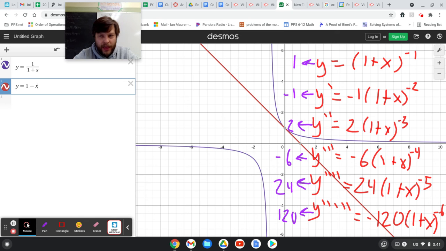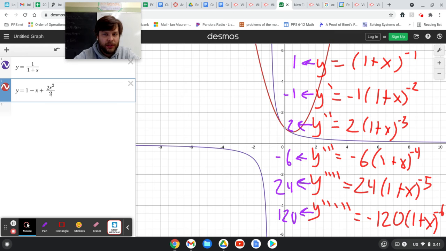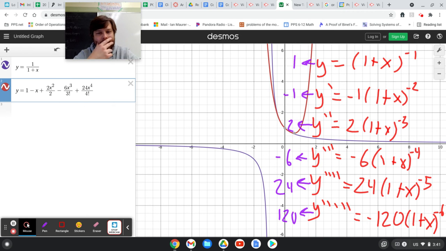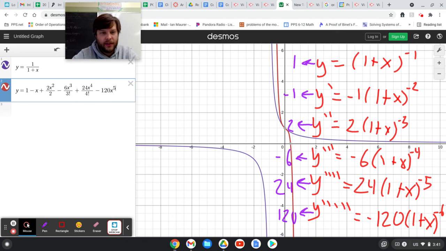Now let's go to the x squared term. So I need a 2x squared, but divide that by 2 to match the power. You can see the parabola kind of hugs it a little bit there. It's not great, but it's better. Next one, we're going to go minus 6x to the third divided by 3 factorial. Then the next one is 24x to the fourth divided by 4 factorial. And I can continue this as long as we want. x to the fifth divided by 5 factorial.